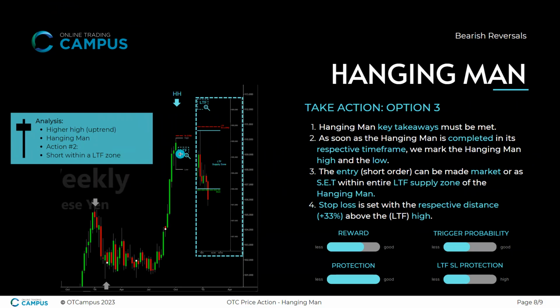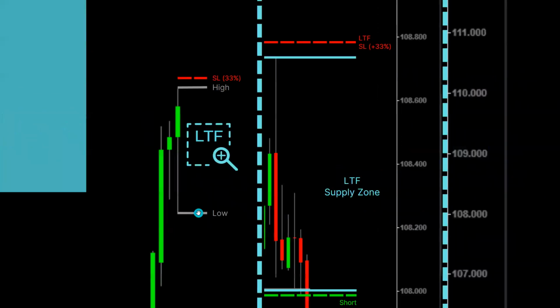Same sample here, and short within a lower time frame zone. Of course, a supply zone. 1 and 2 are always the same. The hanging man key takeaways must be met. It's the same sample, guys. It's the same candle. As soon as the hanging man is completed in its respective time frame, we mark the hanging man high and the low. Here's the low. Here's the high, right?